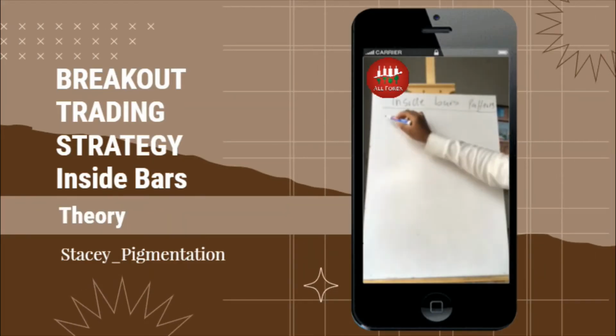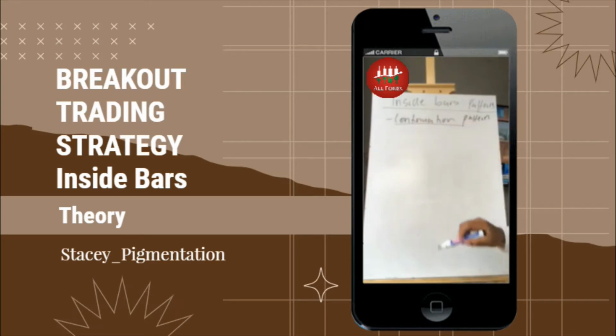An inside bar pattern is a continuation pattern. It can also be a reversal pattern, but based on my own experience, it is a weak pattern if it's used as a reversal. This is a continuation pattern.